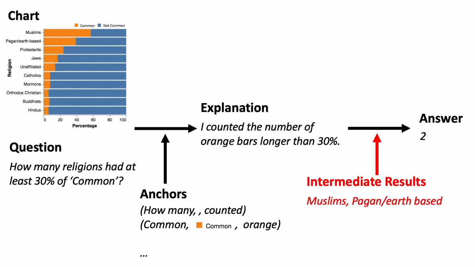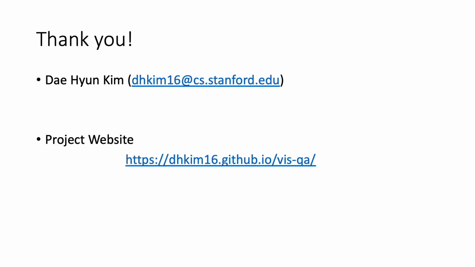Here, orange bars longer than 30% would correspond to Muslims and pagan earth-based, which the system then counts to get the answer to. It could be possible to provide explanations graphically on the chart for questions with simpler operations. There are many other ways explainability of chart question answering systems could be improved. Determining which are the most effective for chart question answering and the specific method used would be key in building transparent and trusted systems in the future. Thank you.